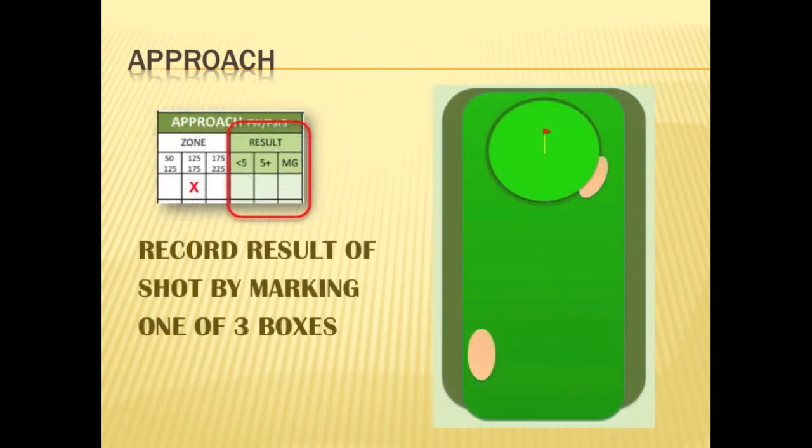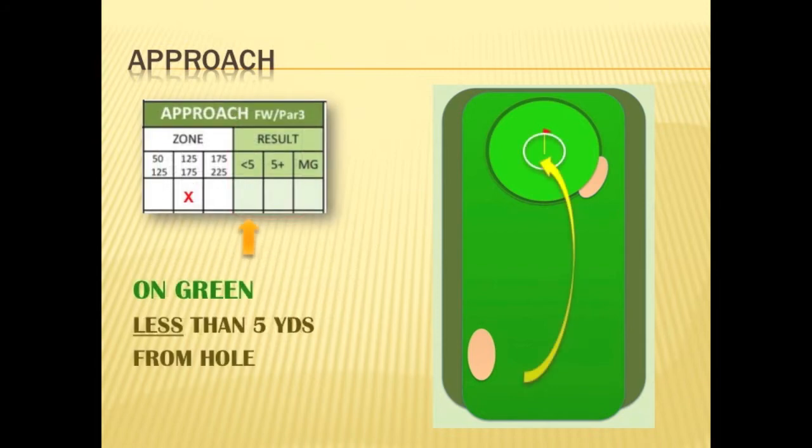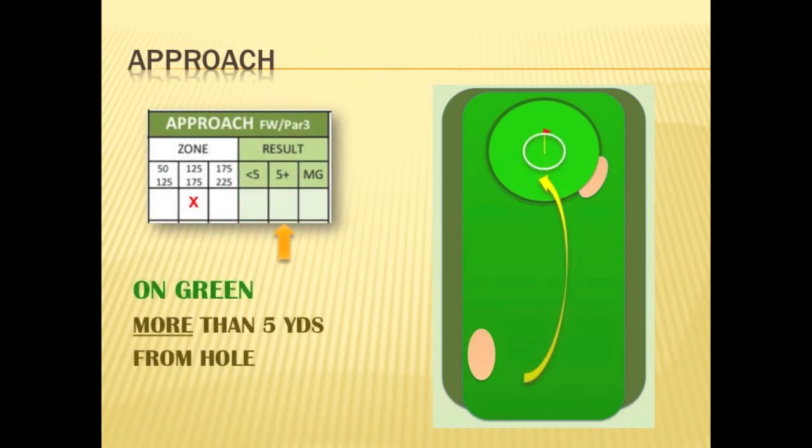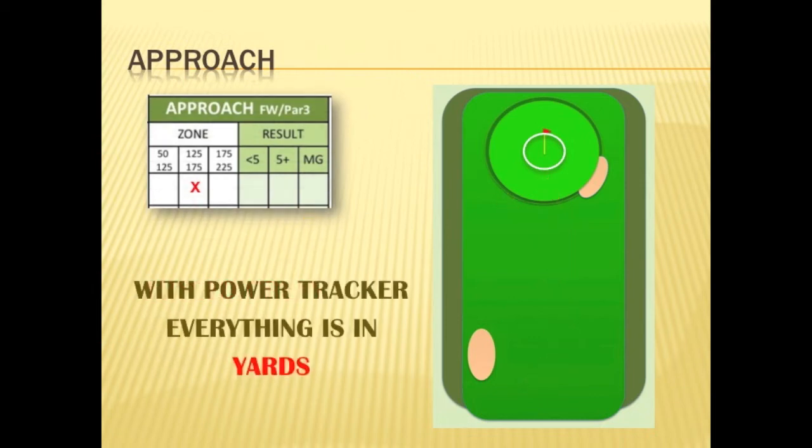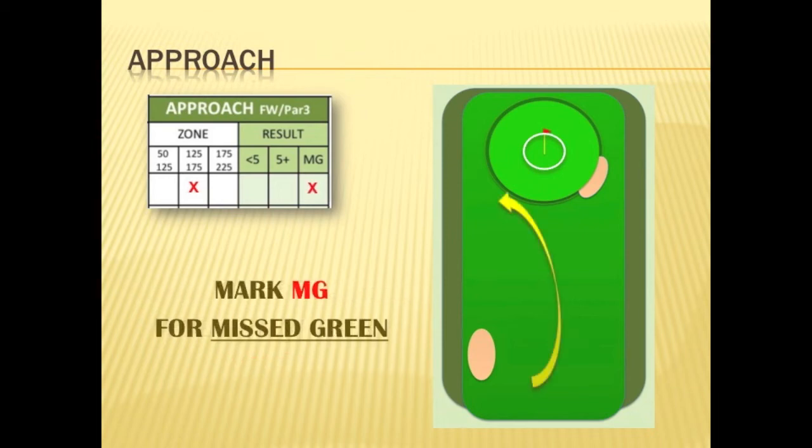Next, you will record the result of the shot by marking one of three boxes: on the green less than 5 yards from the hole, on the green more than 5 yards from the hole, or your approach shot missed the green. With Power Tracker, everything is in yards, so remember, less than 5 or more than 5 means yards, not feet. After hitting our approach shot, we get up to the green and find our ball just short of the green, so we mark the MG box for missed green.